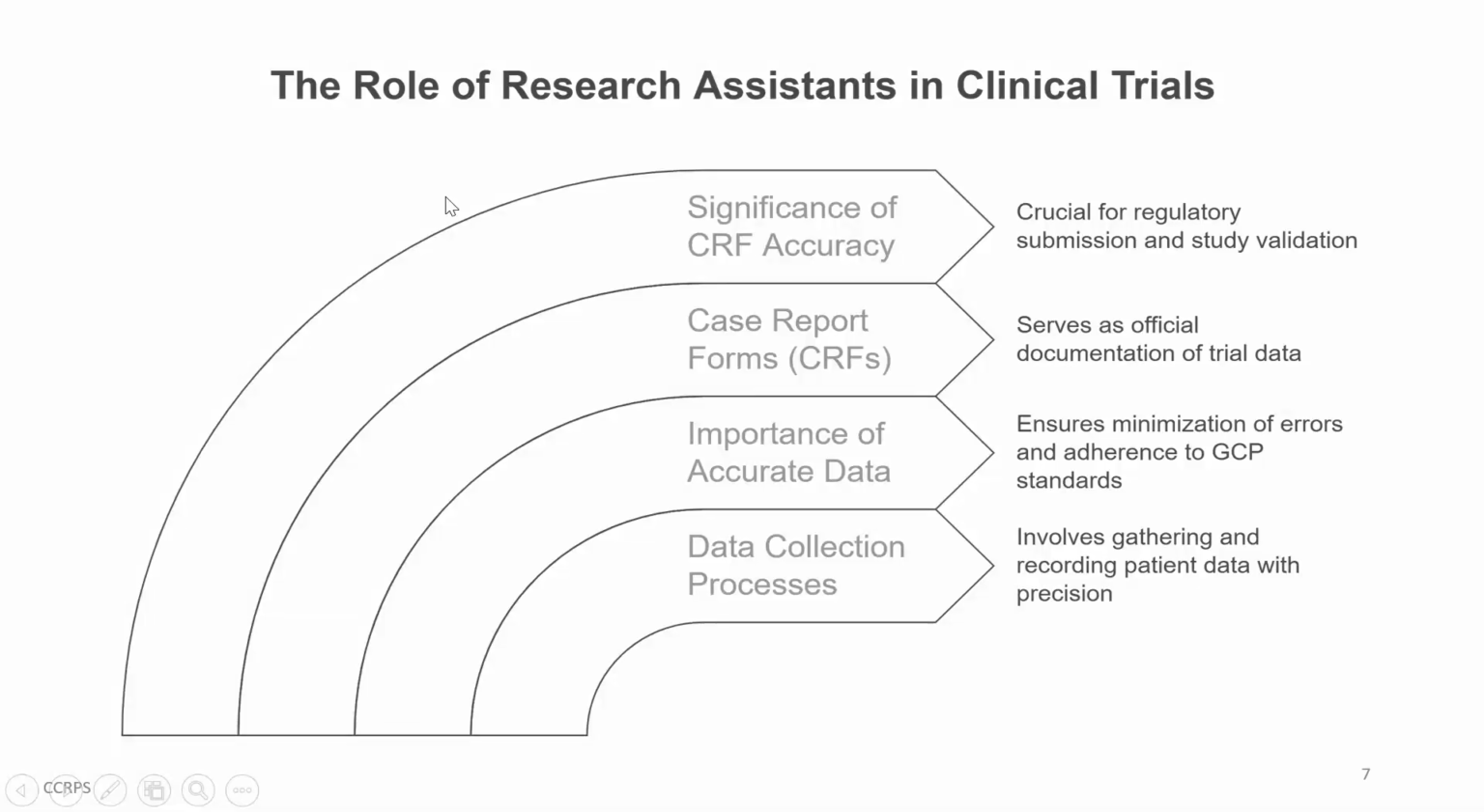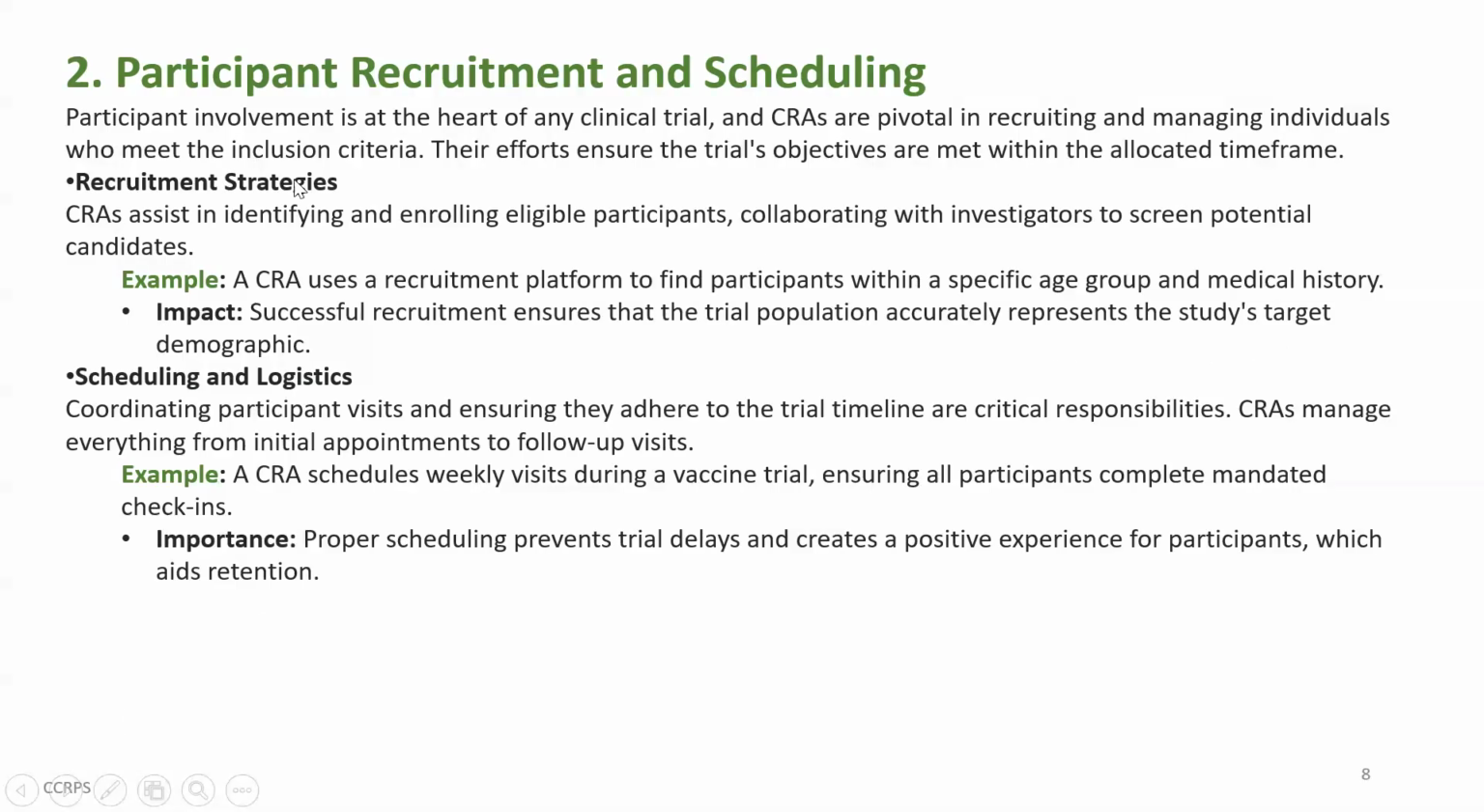And here's a diagram on the role of research assistants in clinical trials. Participant recruitment and scheduling. Participant involvement is at the heart of any clinical trial, and CRAs are pivotal in recruiting and managing individuals who meet the inclusion criteria. Their efforts ensure the trial's objectives are met within the allocated timeframe.